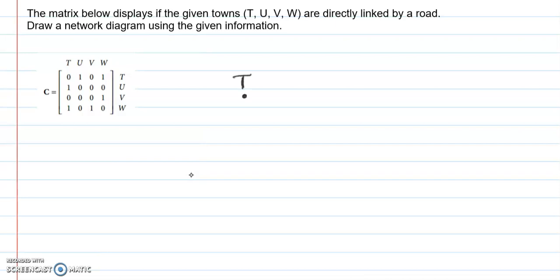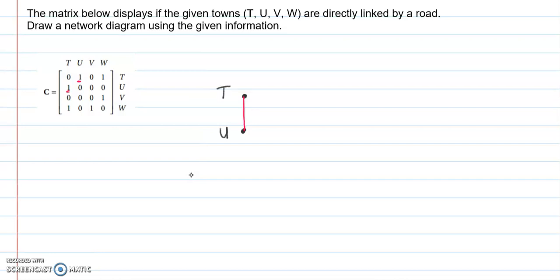Okay, and maybe a dot over there. And it has a direct route to town U. So I can do a U over here. So this is town U. Now to show that they have a road between them, obviously you can draw a line. So that is to do T to U, which is that one, or U to T, which is that one.